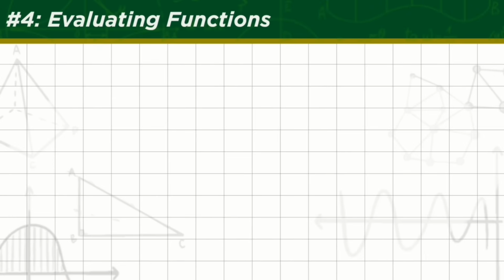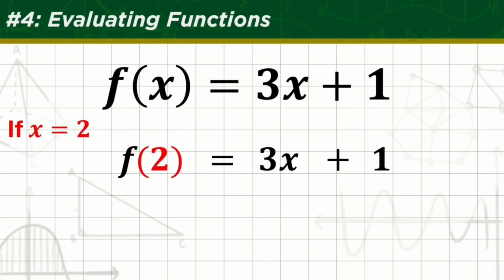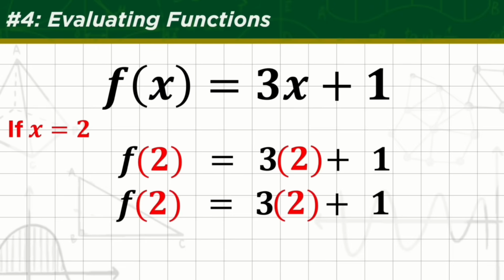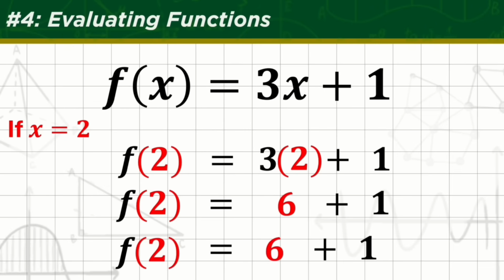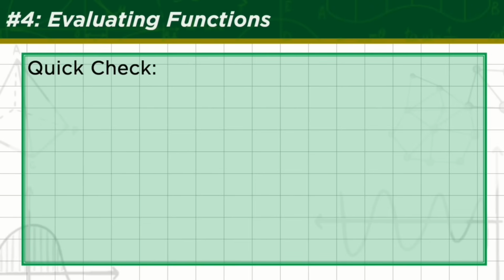We have this function, f of x is equal to 3x plus 1. Now, let's say x is equal to 2. We substitute 2 into the function, so it becomes f of 2 is equal to 3 times 2 plus 1. Let's simplify the equation step by step. 3 times 2 is equal to 6, and then 6 plus 1 is equal to 7. So f of 2 is equal to 7. That means when the input is 2, the output is 7. Let's have a quick check.